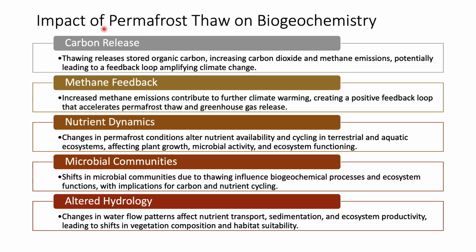We just saw the processes related to permafrost thaw. Now we are going to look at the impact of this particular process. So carbon is released. What will happen? The thawing releases stored organic carbon. This increases the carbon dioxide and methane emissions. So this potentially leads to a feedback loop amplifying the climate change. So this is the major impact.